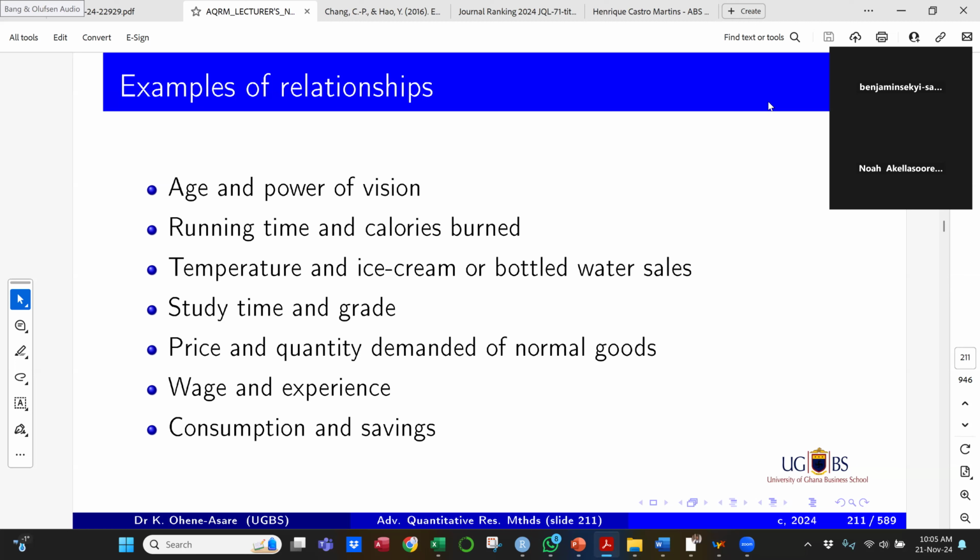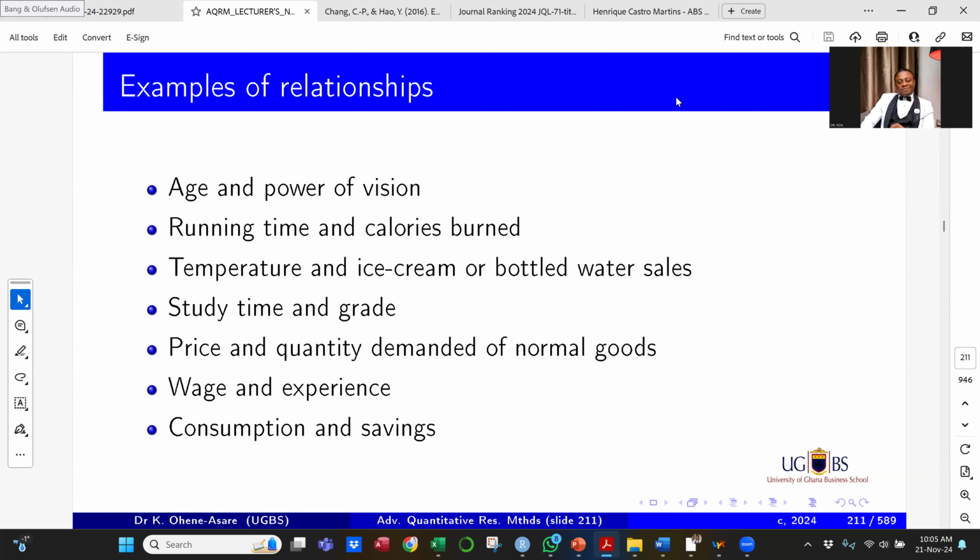All right. You were going to ask my substantive question. Yes, your substantive question is price and quantity demanded. So for normal goods, there's an inverse relationship. The higher the price, the lower the quantity demanded. Very good.